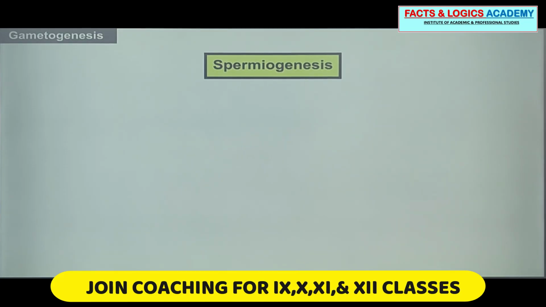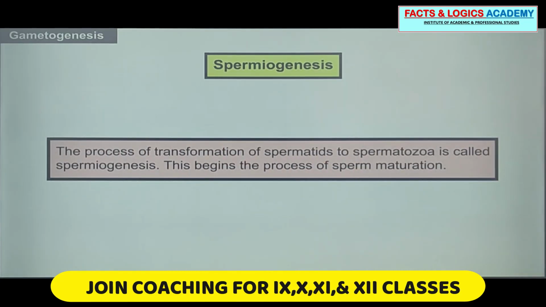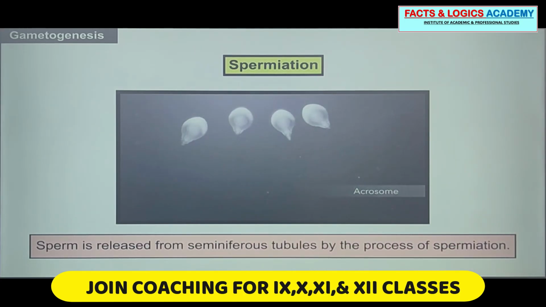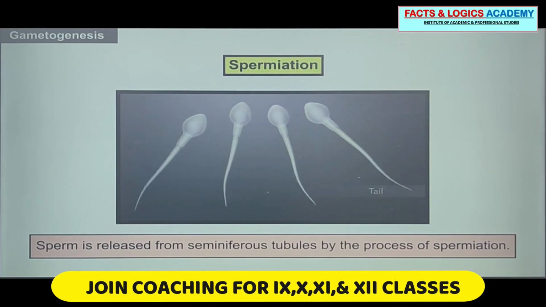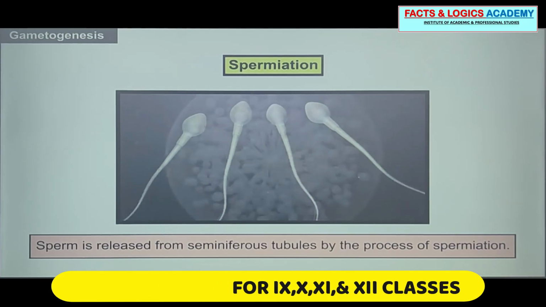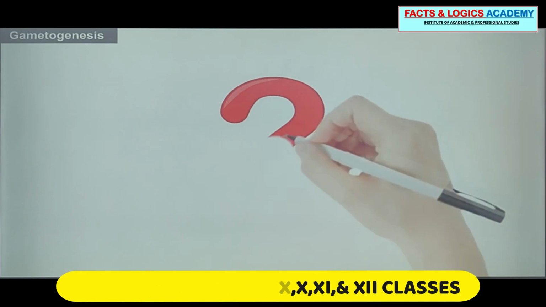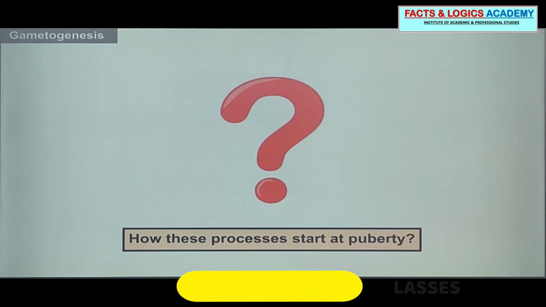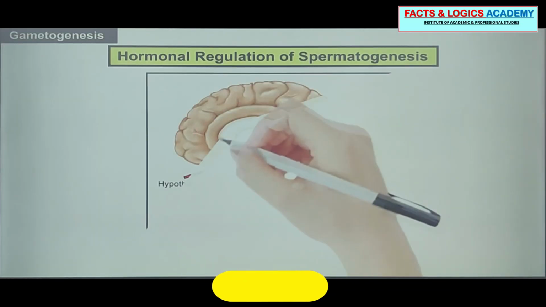Now, it is time for the transformation of the spermatids to spermatozoa, and this process is known as spermiogenesis. Here, I would like to tell you that from here, the process of sperm maturation starts. After spermiogenesis, sperm heads get embedded in the Sertoli cells and are finally released from the seminiferous tubules by the process called spermiation. Now, the question here is that how all these processes start all of a sudden once puberty is attained? Let me tell you.